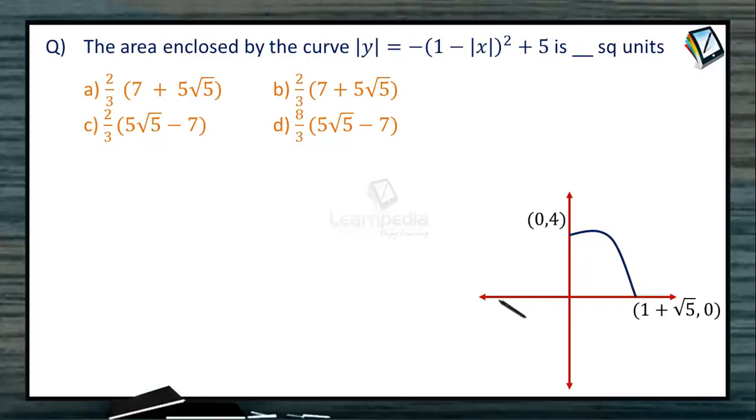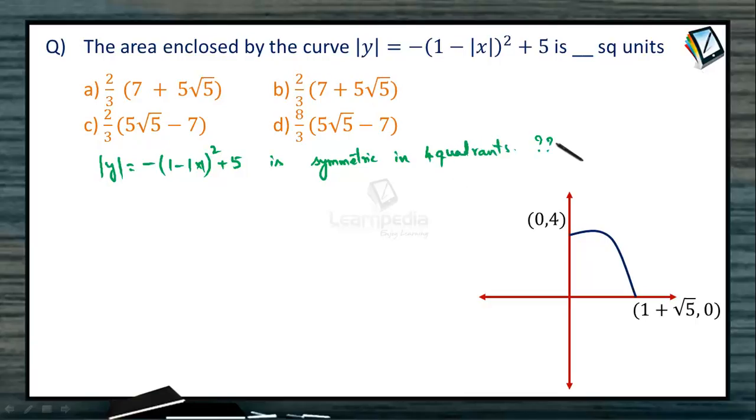Now the area enclosed by the curve |y| = -(1 - |x|)² + 5 is ___ square units. Now we need to find this curve. Before we proceed to find this curve, let's observe one very important observation. The graph of |y| = -(1 - |x|)² + 5 is symmetric in all the four quadrants. Now you may be wondering how we reached this conclusion.